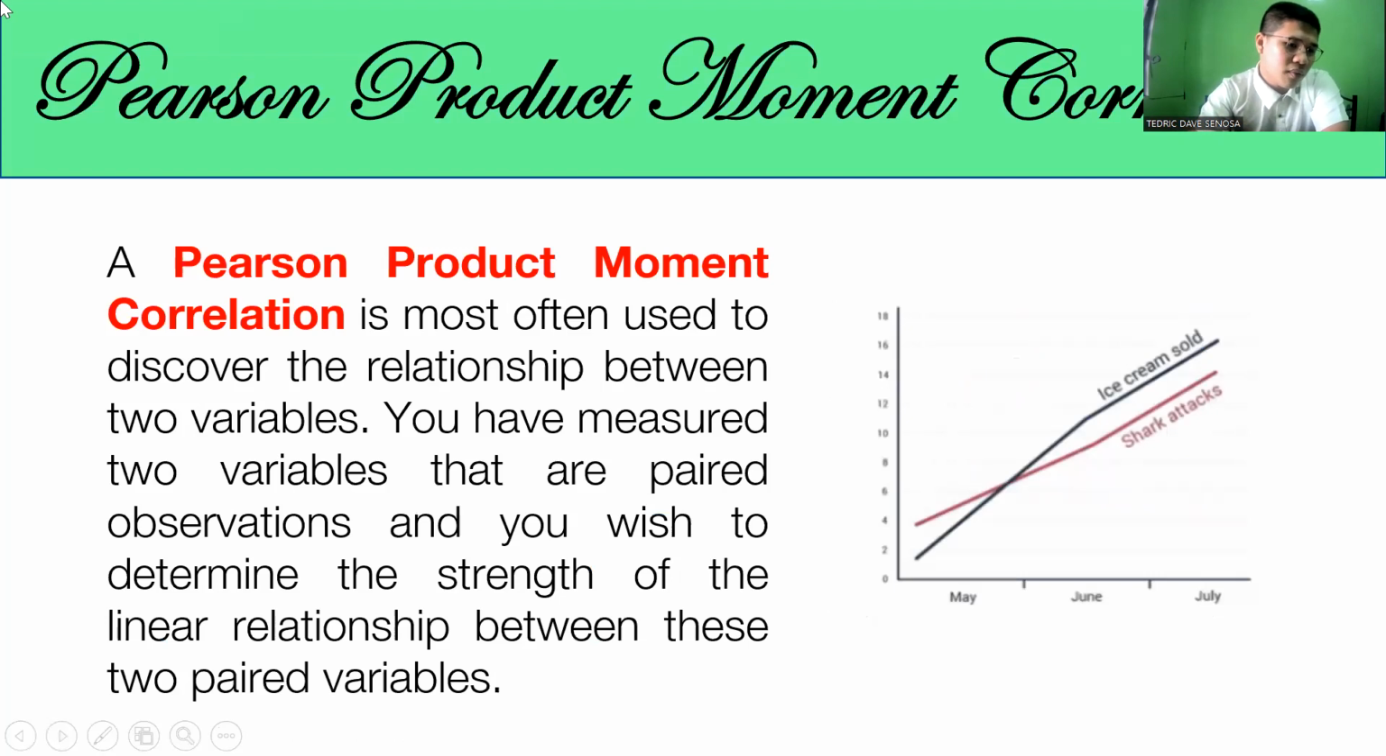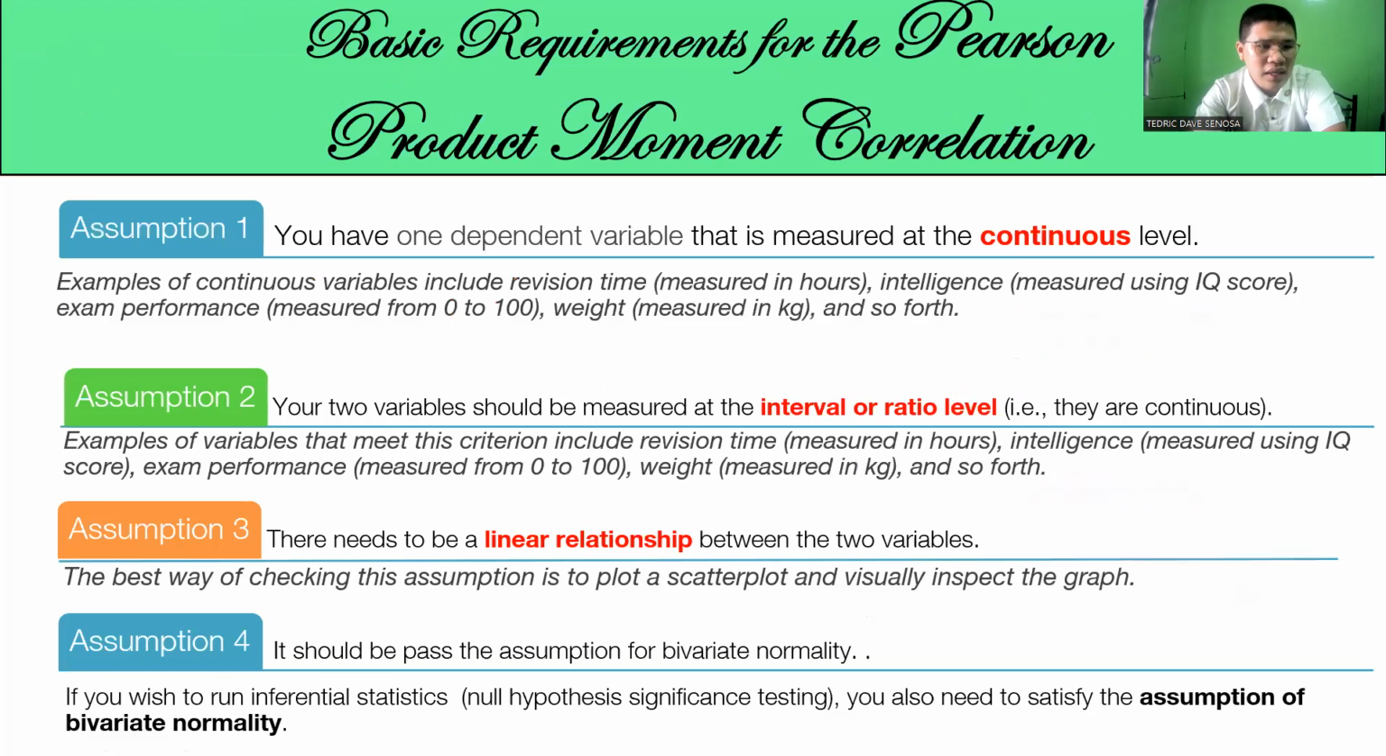So what is Pearson product-moment correlation? It is usually used to discover the relationship between two variables. So here in our study, in the contextualized research problem, our two variables are degree of interest in mathematics and, of course, mathematical achievement. These are the two variables we are discovering a relationship for. So that would be the Pearson R.